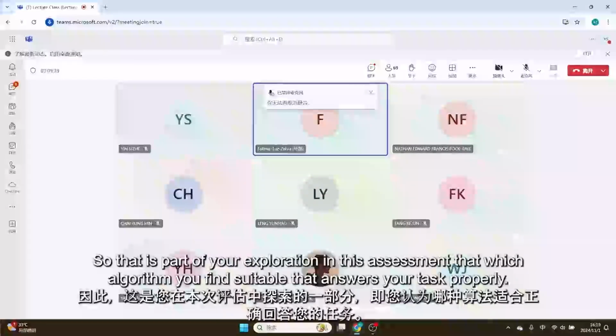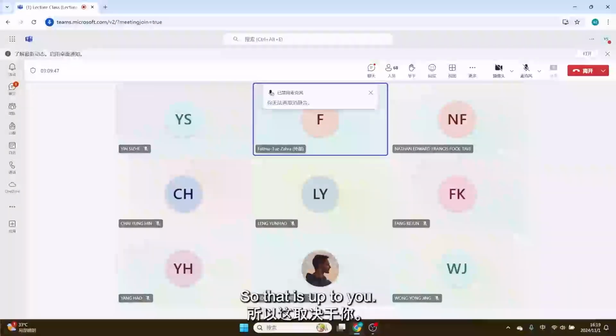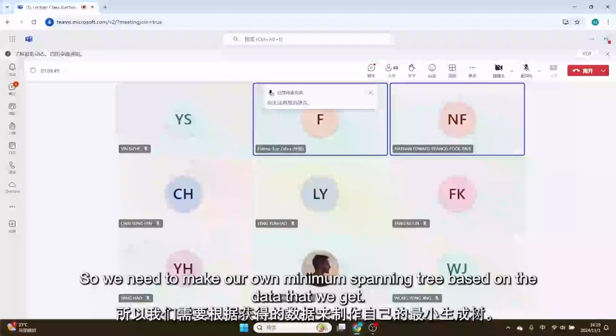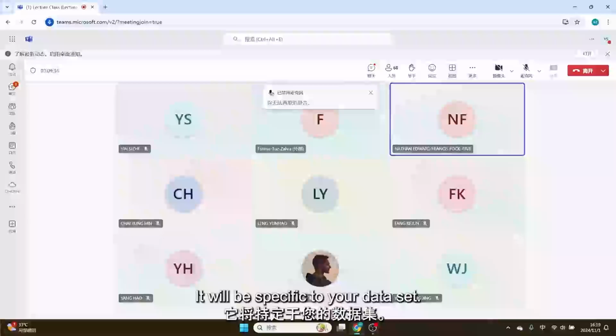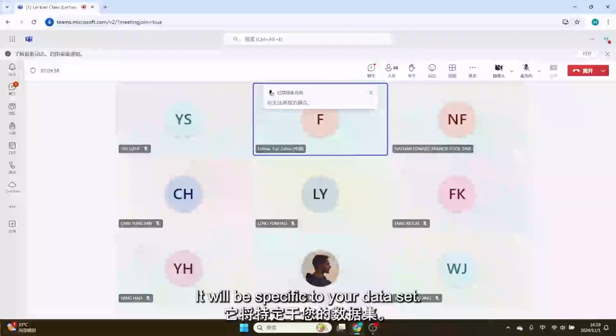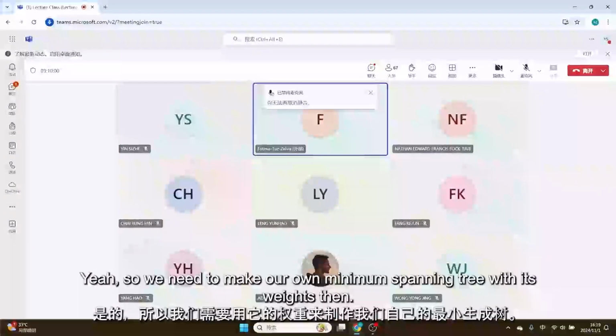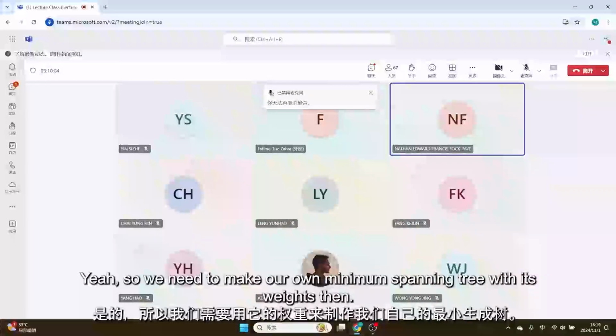So that is part of your exploration in this assessment: which algorithm you find suitable, one that answers your task properly. That is up to you. We need to make our own minimum spanning tree based on the data that we get. It will be specific to your data set. Yes, so we need to make our own minimum spanning tree with its weights then.